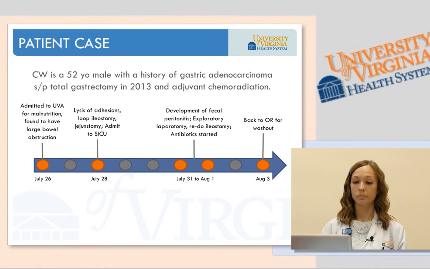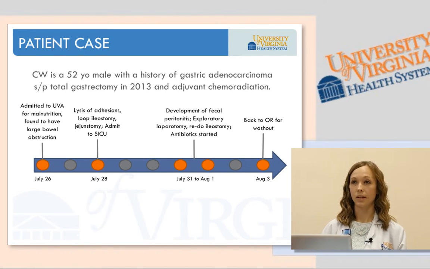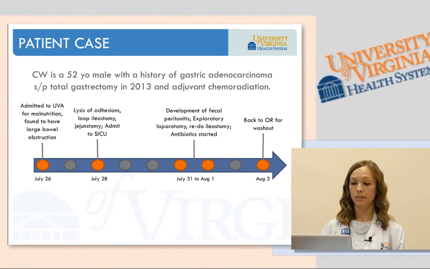He was admitted to UVA initially for malnutrition on July 26 of this past year and found to have a large bowel obstruction. After a couple days of workup, he underwent an exploratory laparotomy to address this large bowel obstruction and was admitted to the SICU postoperatively. After a couple days recovering in the SICU, this patient started to clinically decompensate, had a newly developed septic episode, was found to have fecal peritonitis, which required another exploratory laparotomy and initiation of antibiotics for this new episode of sepsis.